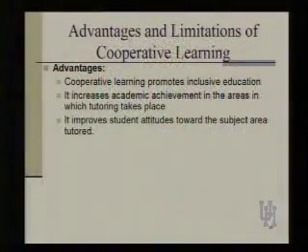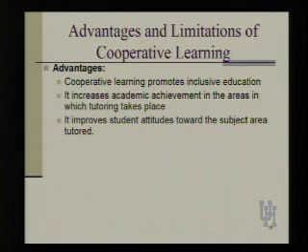Your chapter ends with a discussion about the advantages and really limitations or shortcomings of cooperative learning. Certainly we know that cooperative learning is a primary strategy for inclusive education. It really increases the extent to which children with diverse learning needs can interact productively with one another in learning environments. We know that cooperative learning increases academic achievement in the areas in which tutoring takes place.